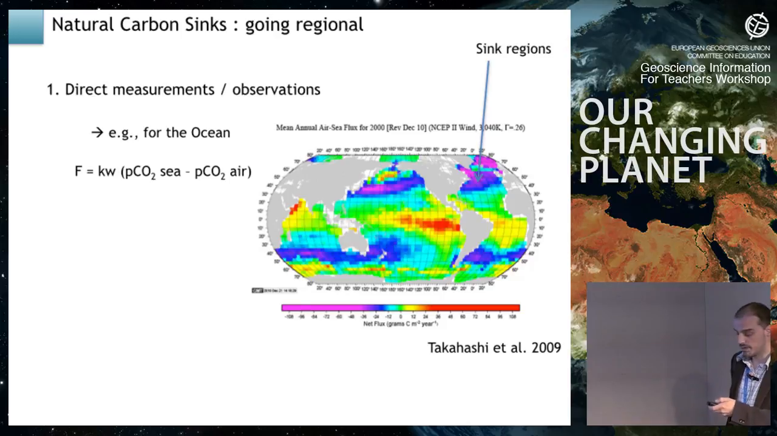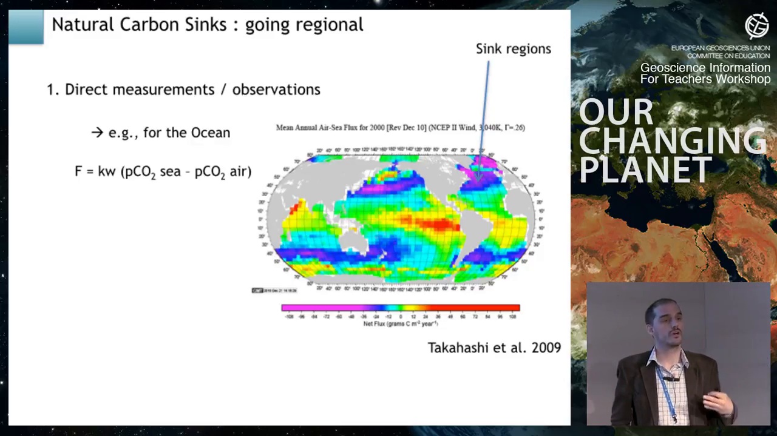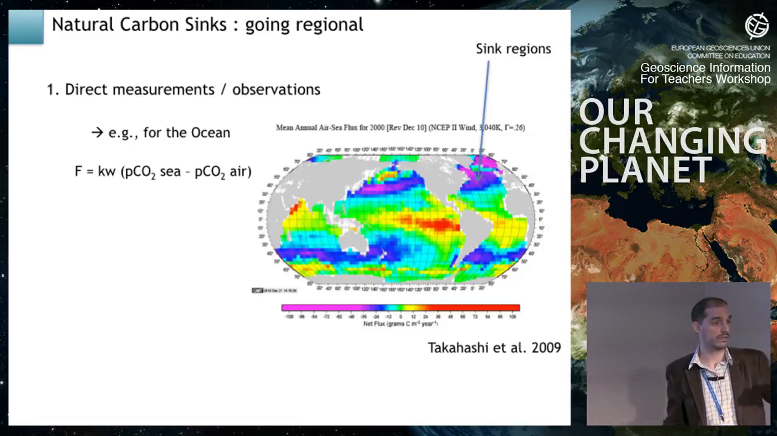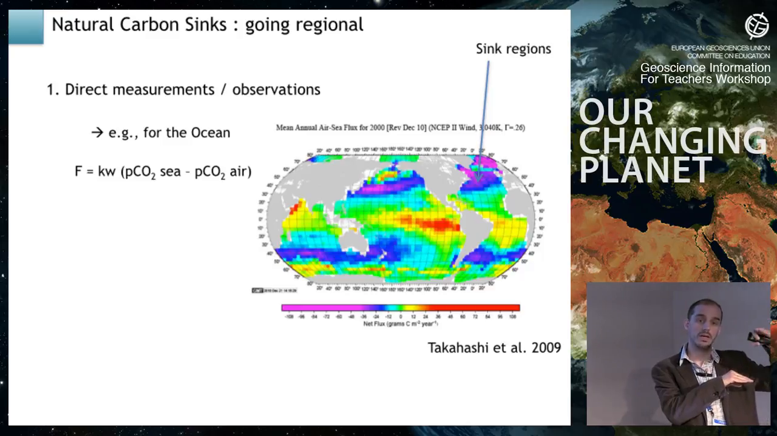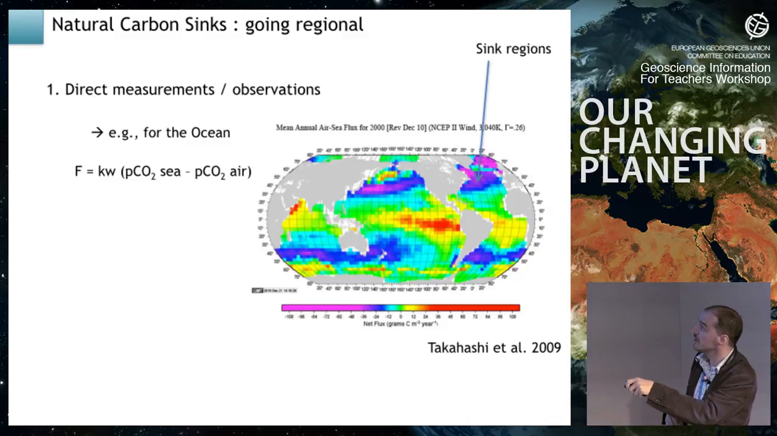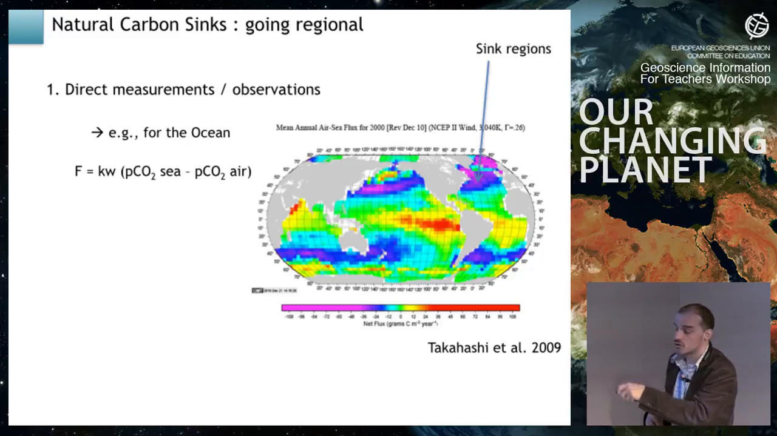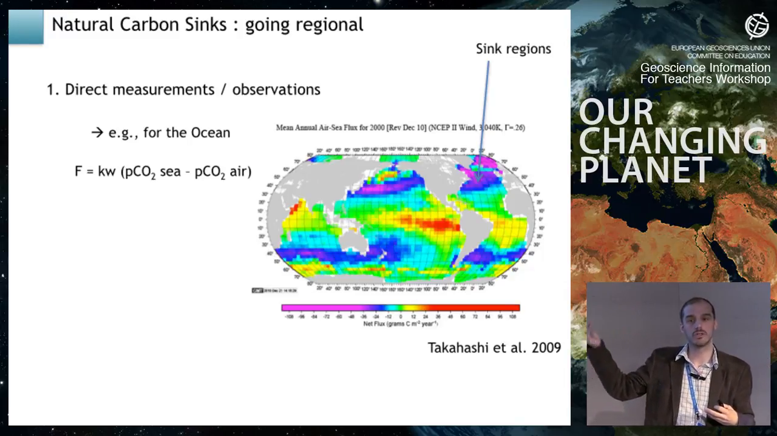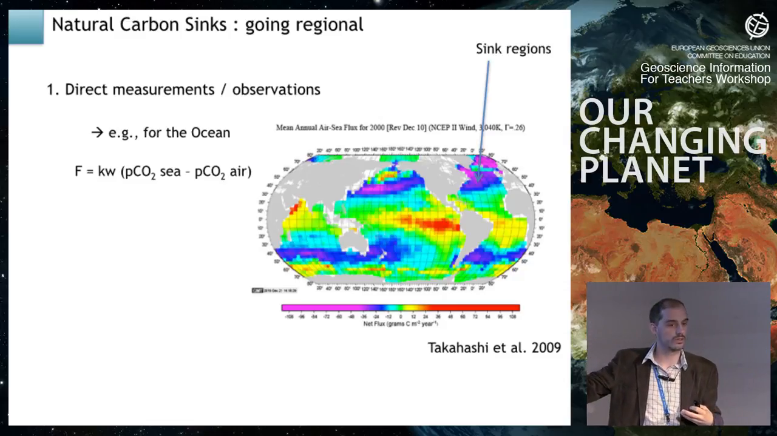So for the ocean, we have some information. I will be quite brief here, but we have some information that comes from direct measurements or observations at the air-sea interface. So we are able to measure the partial pressure of CO2 in the seawater and above seawater in the air. And if you know the difference in partial pressure, that's the delta pCO2 that is written here, the difference between the pCO2 in the sea and pCO2 in the air, we're able to reconstruct the exchange coefficient. And the product of this exchange coefficient times this delta pCO2 gives you the flux.